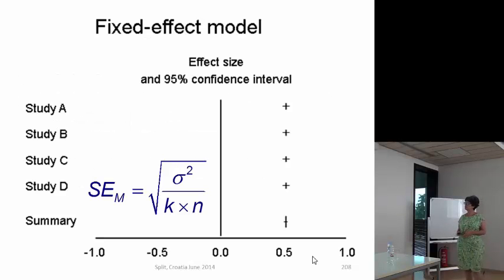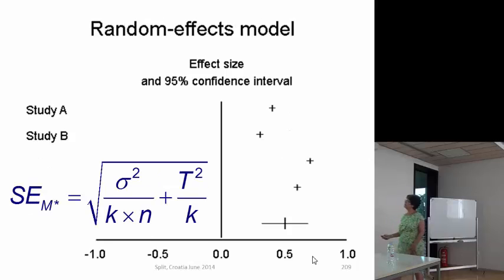Okay? In the fixed effect model, essentially, you have each point estimate with a very tiny confidence interval to begin with, and a summary effect that's practically a point estimate because the confidence interval is so narrow with a sample of 4 million.